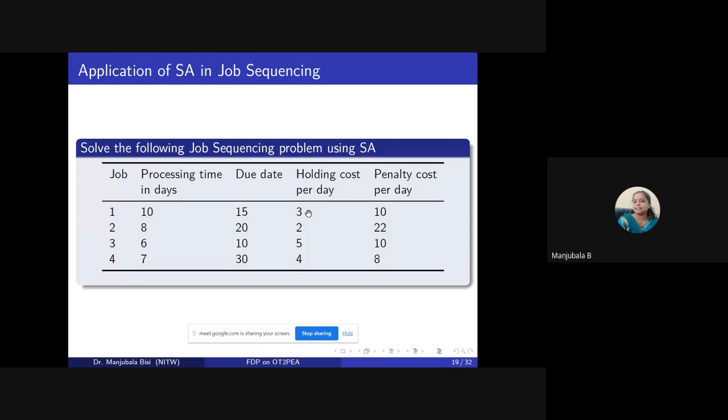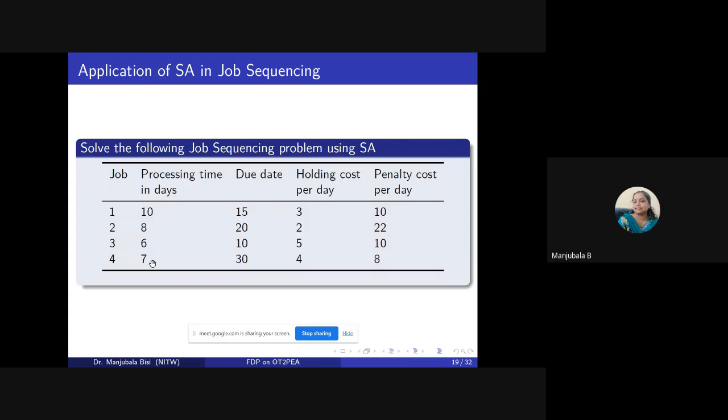That means 5 into 3, plus the second job, which starts at 10 with a processing time of 8 days, so it completes in 18 days. The due date is 20, so for 2 days you have to pay the holding cost, plus 2 into 2. Next, the third job starts at 18, takes 6 days, and completes at 24 days, but the due date is 10, so you have to pay a penalty for 14 days, plus 14 into 10.